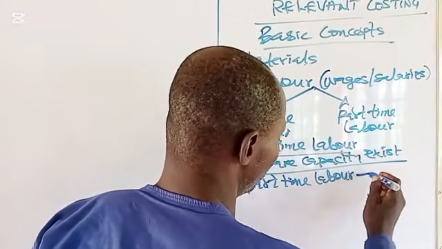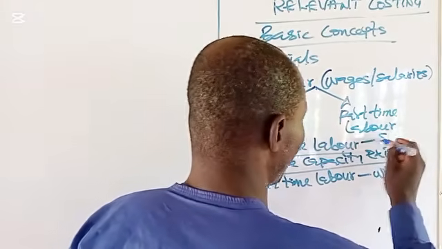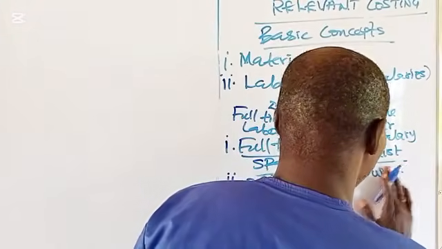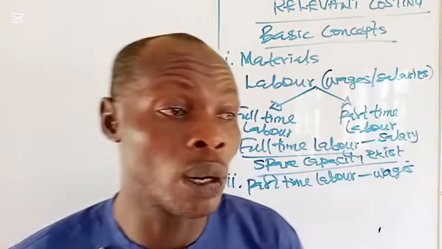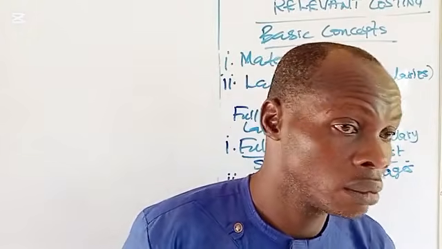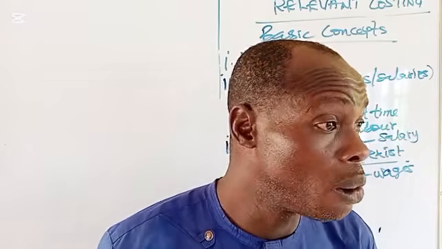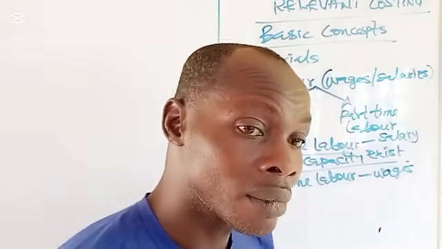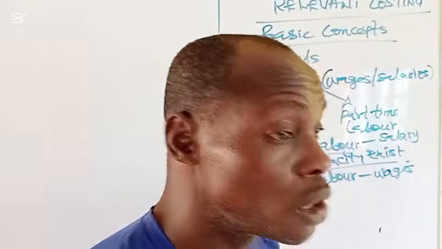Their only reward is wages. I've told you the reward for full-time labor is salary. So for these people, their compensation is wages. And wages is a variable cost, while the salary is fixed. You can say, okay, I will pay you 10 naira per unit. It is part-time staff that you will say, based on the unit you produce, I will pay you 10 naira.